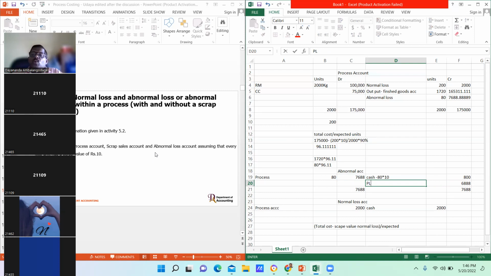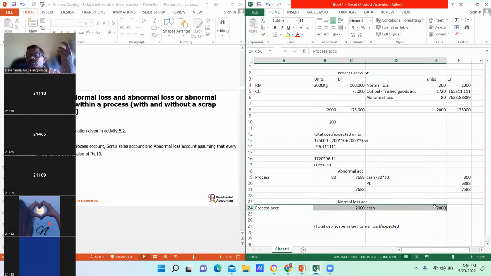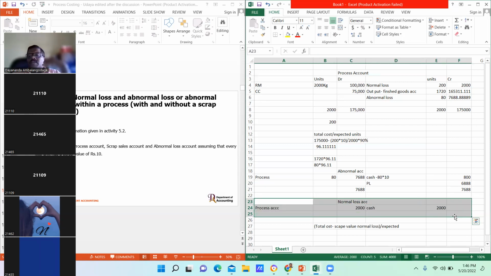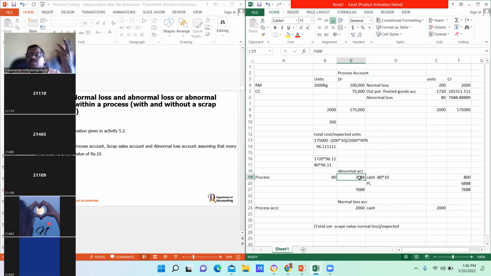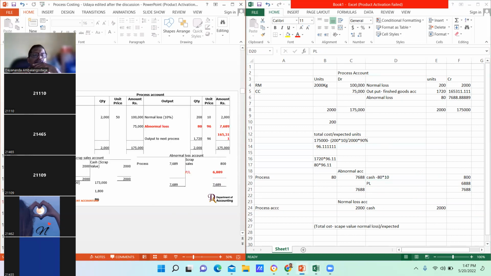We add scrap value. When the scrap value is there, remember your process account will be credited by the scrap value you are going to get, and that will be debited to the normal loss account. When you receive the cash, you debit the cash account. The normal loss account will be automatically closed out. But in the abnormal loss account, you see there is an entry. You debit the loss, that is true. This is the loss, and you recovered 800 from this loss, but you will end up with this amount of 688 loss, which is being transferred to the P&L. Okay, I think we can look at the example.